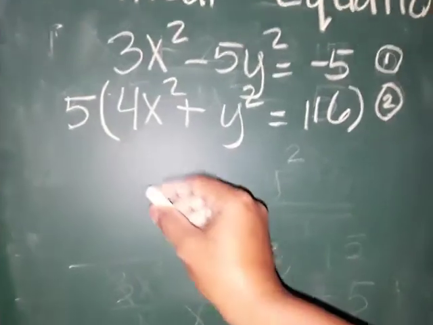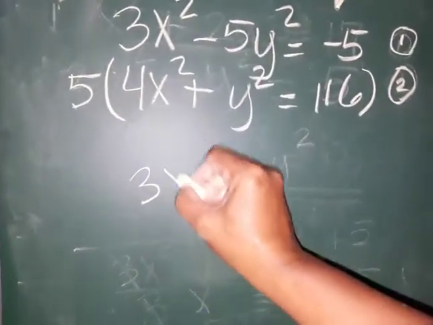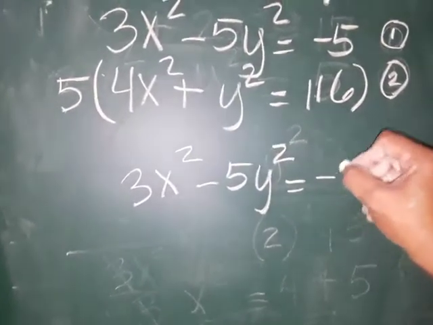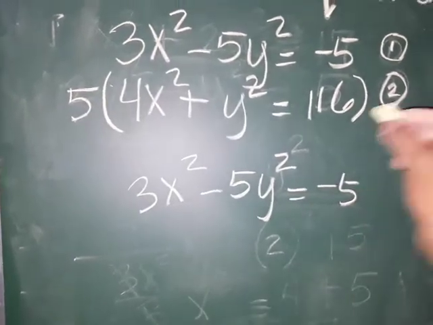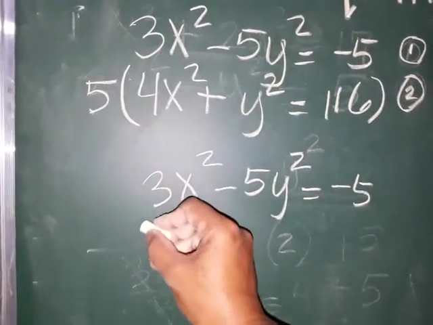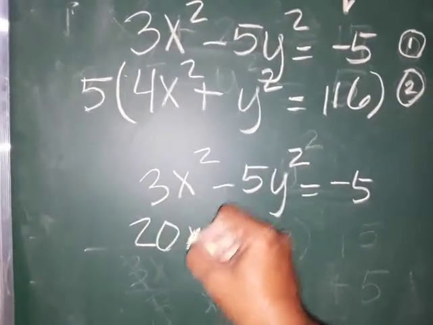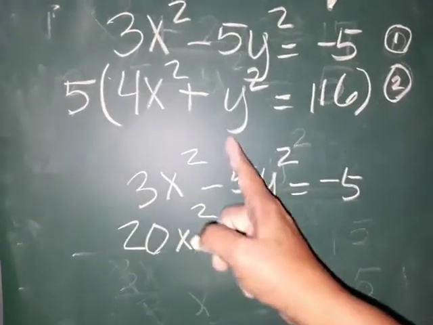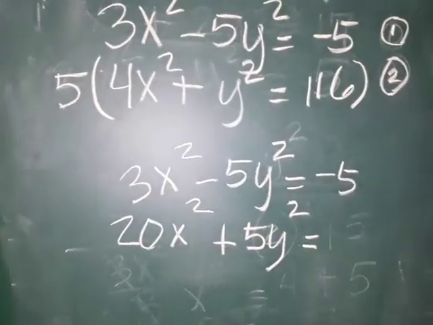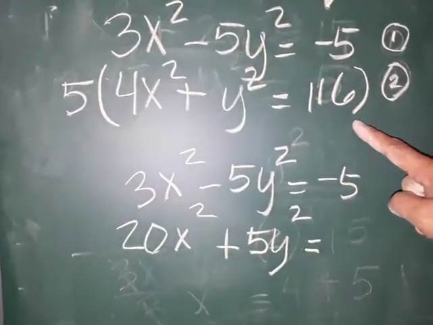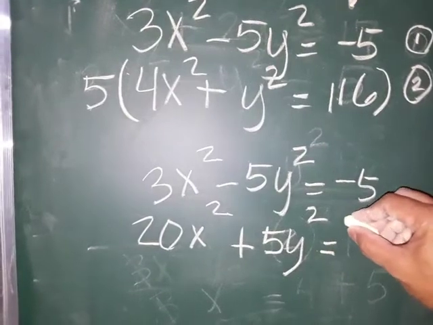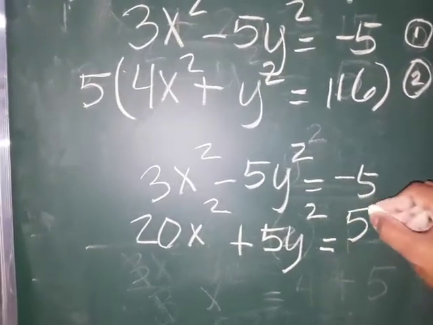Okay? So we have 5. So just copy equation 1. So we have 3x squared minus 5y squared is equal to negative 5. Next, multiply 5 with equation 2. So we have 5 times 4x squared, 20x squared, plus 5 times y squared is 5y squared. And 5 times 116 is equal to 580.